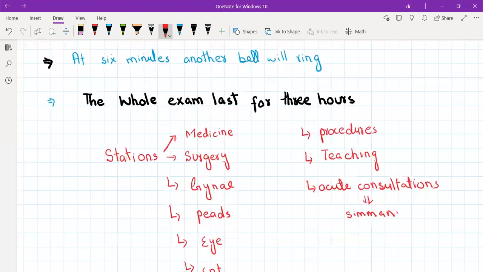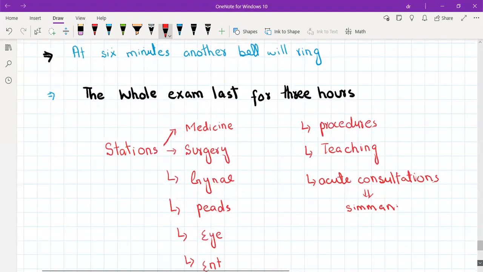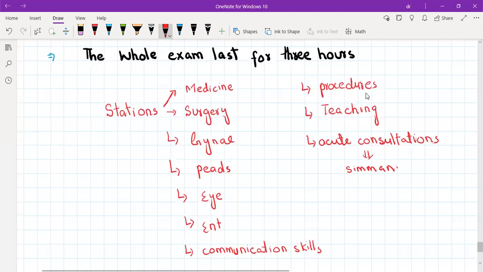Regarding stations, there are different types of stations. So there are either medicine stations or surgical stations, or there can be gynae patients, pediatric patients. There can be eye or ENT scenarios. Okay, or you have to perform a procedure on someone, not basically a person but a mannequin, like passing IV cannulation, passing a catheter, NG tube, etc. Sometimes you will have to teach a student or a junior doctor or a nursing student.